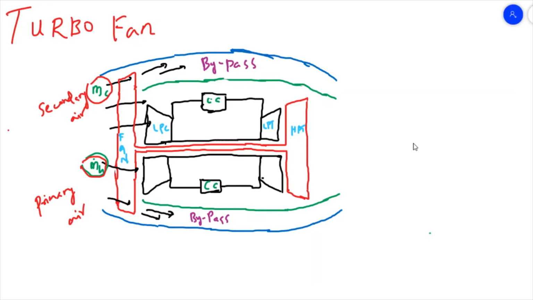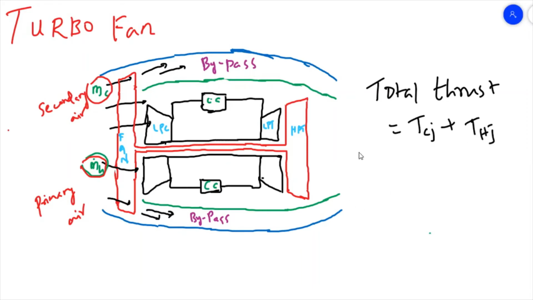The thrust produced by the turbofan engine is a combination of two: thrust produced by the cold jet, and thrust produced by the hot jet. So we can say that total thrust is the thrust produced by the cold jet plus the thrust produced by the hot jet. So this is one thing.